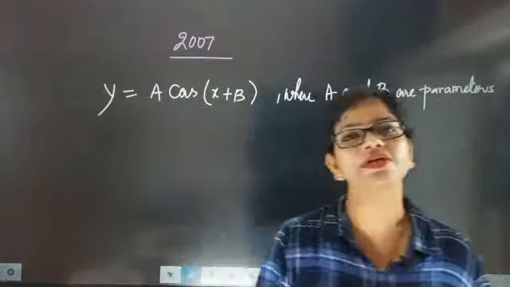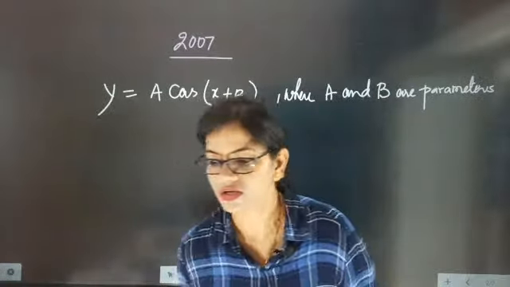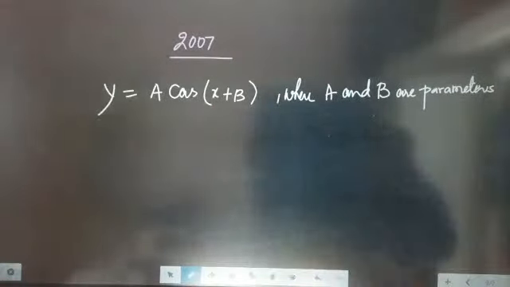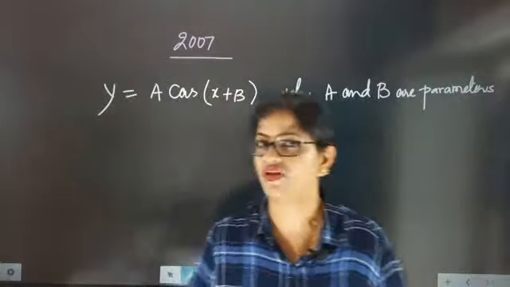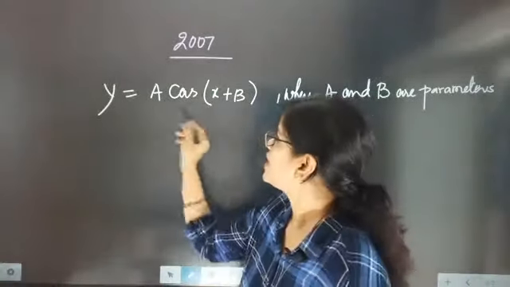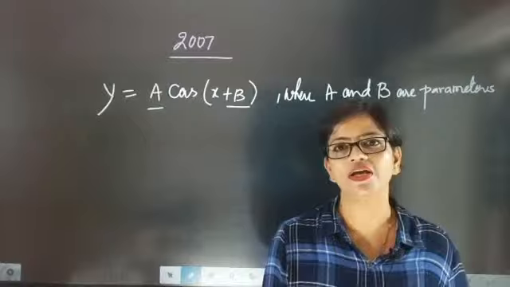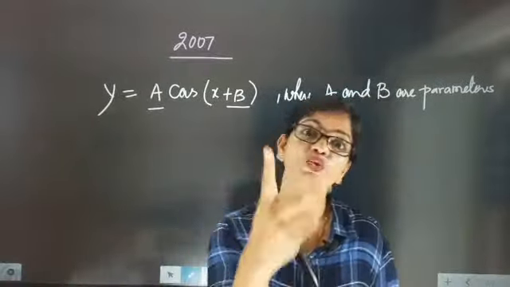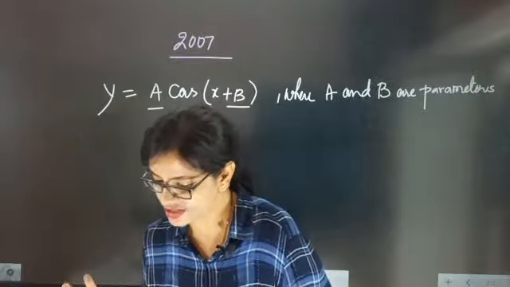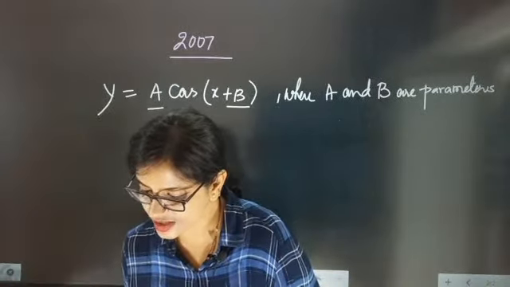First, how many parameters are given here? Come on, start doing this work. How many parameters are given here? Then you will say, auntie, here 2 parameters are given. A and B are the 2 parameters given here. So since 2 parameters are given, we have to differentiate it 2 times. Understood, beta? Here 2 parameters.